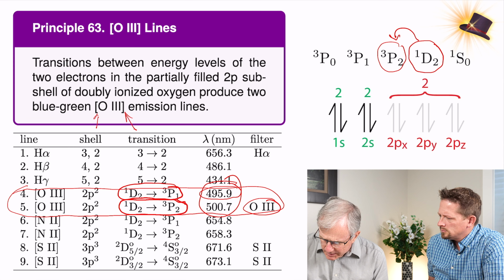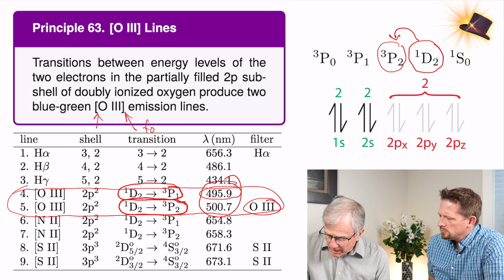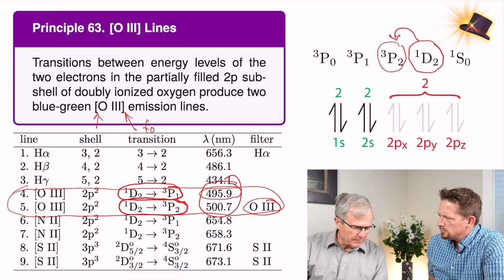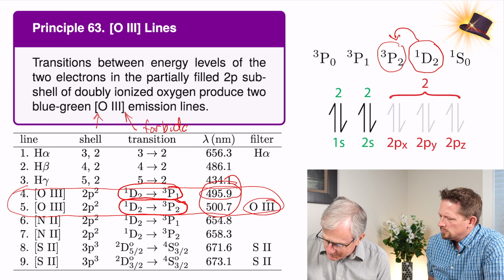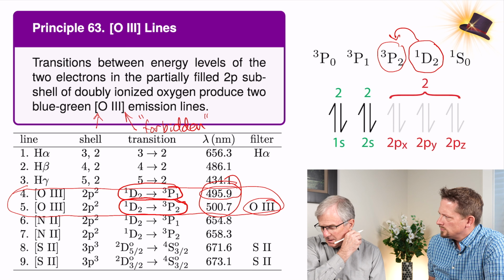Now, these brackets here denote that it's a forbidden transition. So in spectroscopic notation, if a line is forbidden, and we're going to say a little bit more about what we mean by forbidden.